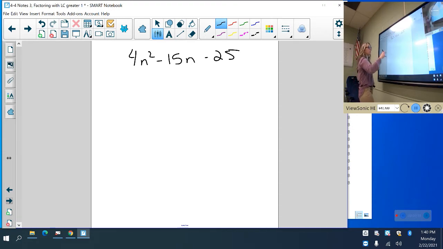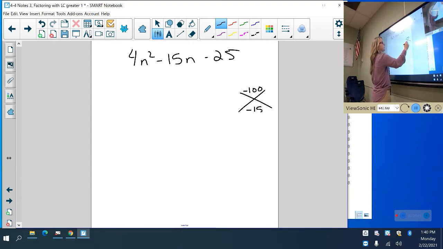So I'm going to multiply my A times C. 4 times negative 25 is negative 100. That has to add up to negative 15. Now we know all the factors of 100. Let's just write them out.